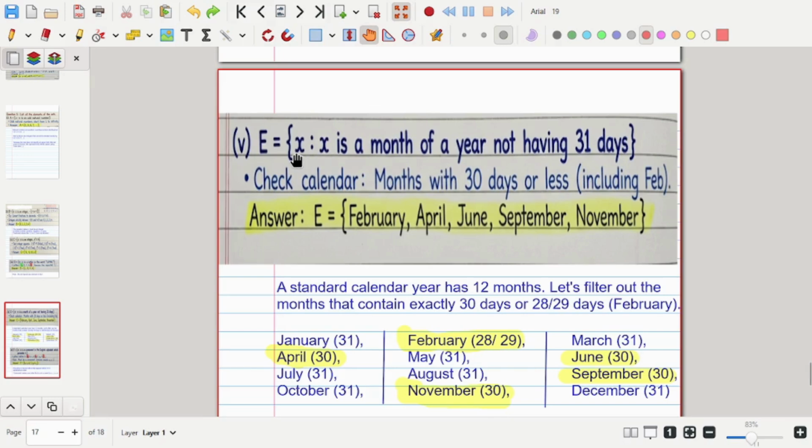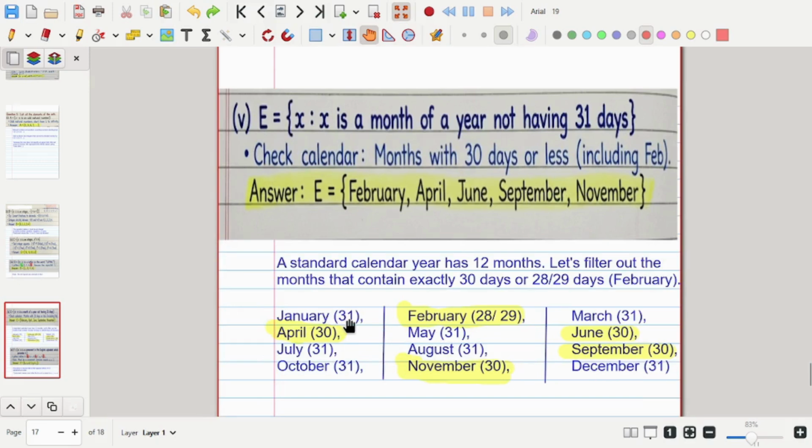E is a set of all x such that x is a month of a year not having 31 days. A standard calendar year has 12 months. Let's filter out the months that contain exactly 30 days, or 28 or 29 days, because we want a month of a year not having 31 days.